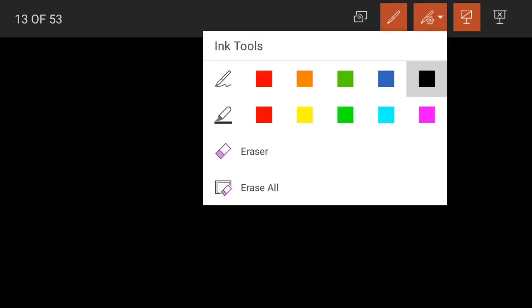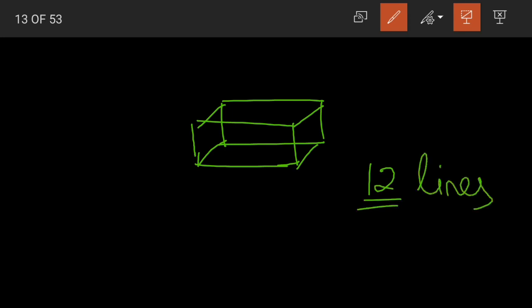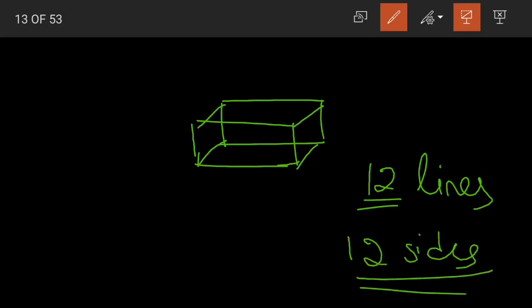Now coming to the sides and vertices, children. Again I am drawing a cuboid. Let us count the number of lines. 1, 2, 3, 4, 5, 6, 7, 8, 9, 10, 11, 12. Even a cuboid has 12 lines. We need 12 lines to draw our cuboid. That means a cuboid also has 12 sides, just like our cube.